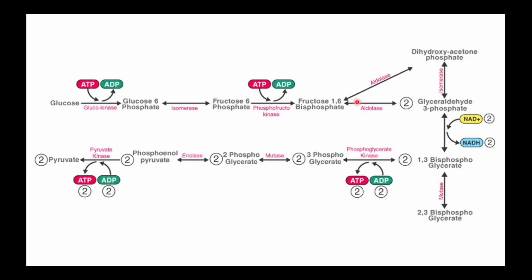Okay, so that means from one molecule of glucose, we are getting two molecules of glyceraldehyde 3 phosphate. Okay, so now everything from here onwards will be two molecules. So two molecules of glyceraldehyde 3 phosphate will give us two molecules of 1,3 bisphosphoglycerate. Then we'll have two molecules of 3 phosphoglycerate, two molecules of 2 phosphoglycerate, two molecules of phosphoenol pyruvate, and two molecules of pyruvate. So from one molecule of glucose, we are getting two molecules of pyruvate.